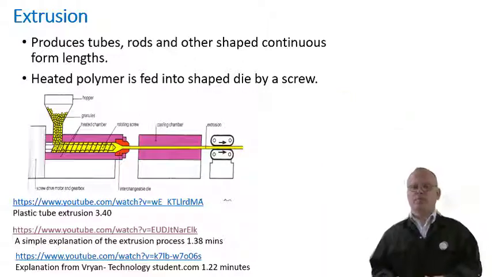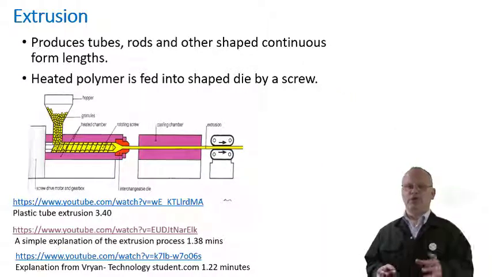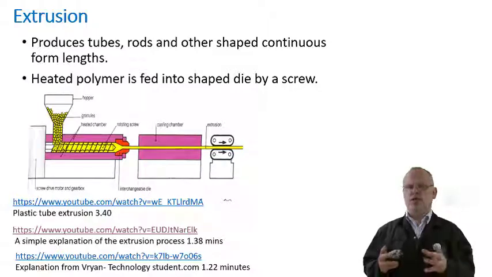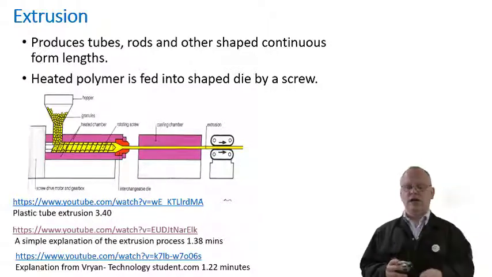Extrusion. Now I've got a couple of examples to show you in a second, but extrusion is long continuous forms. So I want you to think about gutters, pipes, tubes, conduit. Generally speaking, you might think about it as hollow forms. It can also be used for solid, so rods are often extruded as well.